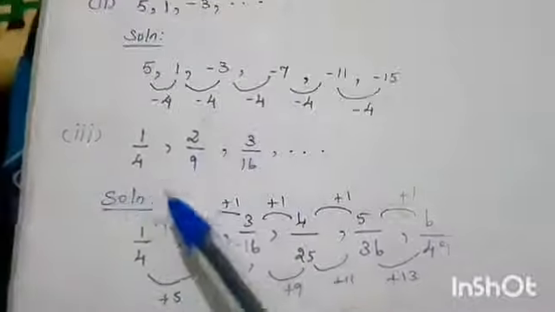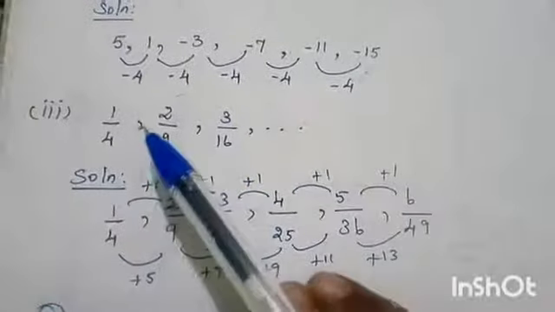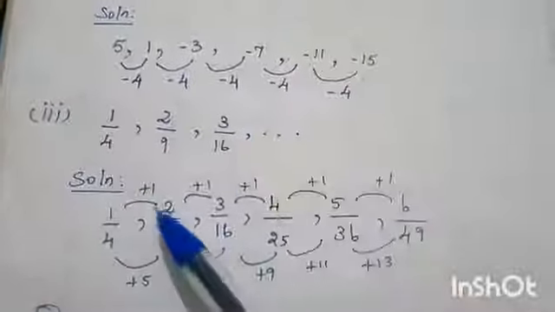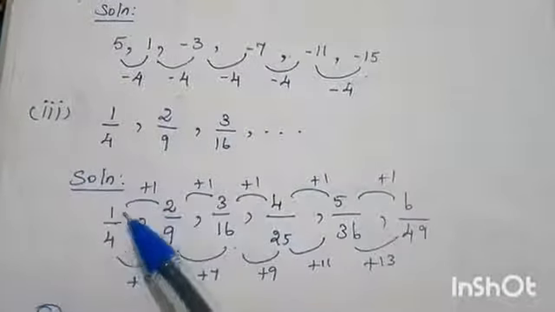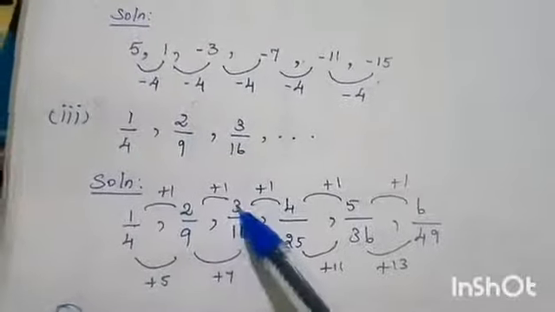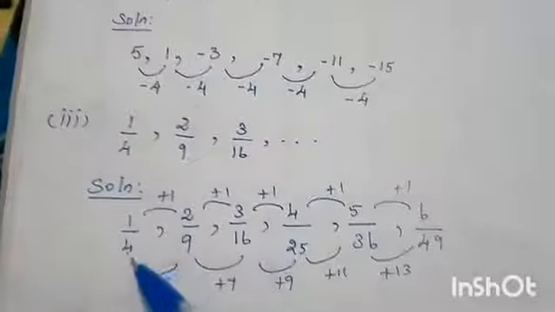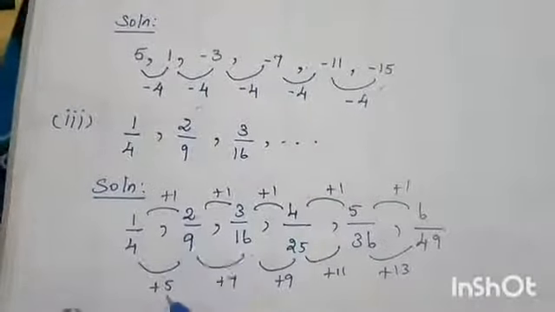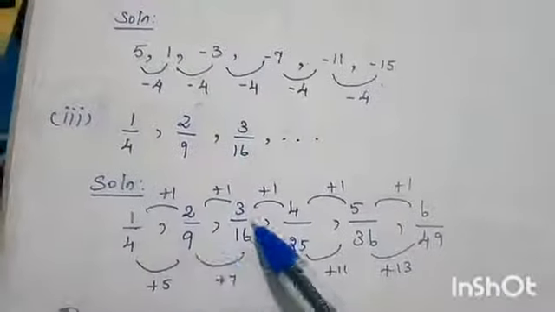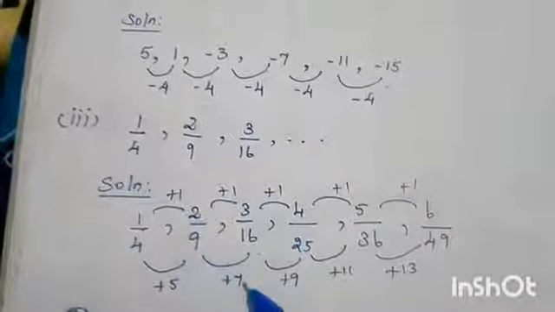Next, third one 1 by 4, 2 by 9, 3 by 16. Here you have a numerator and denominator. First you have to find the pattern for the numerator. From here to here one number is added. Next we have to find the pattern for the denominator, which is 4, 9. How much is increased? 5. And from 9 to 16 how much is increased? Not the same as 5, so you have to check with some order.